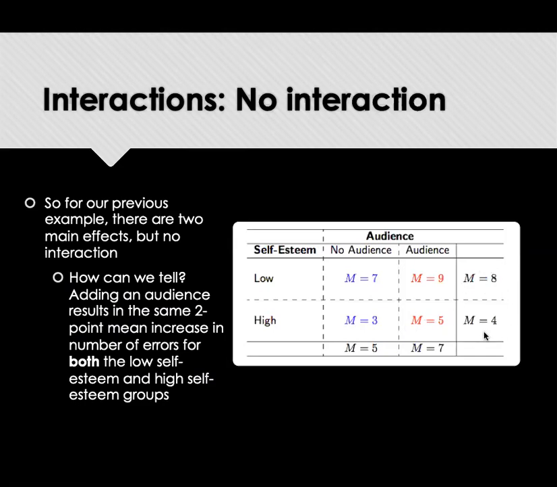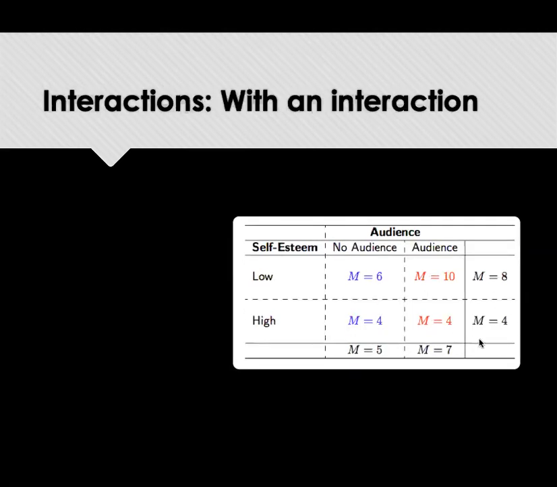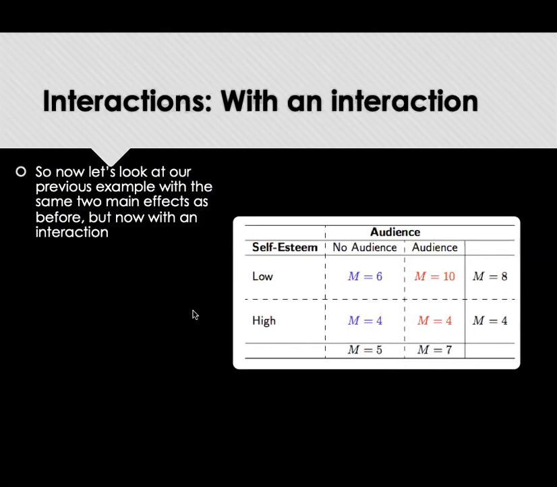Here's our main effects out here at the bottom of the columns and the very end of the rows. Remember, these were the values that we were looking at for main effects. And this is a different example, same main effects here, right? Low and high self-esteem, there's a 4-point difference in errors. Audience and no audience, there's a 2-point difference in errors. So the main effects are exactly the same, but I've changed the values in here. And this would be an example of finding a main or an interaction effect.